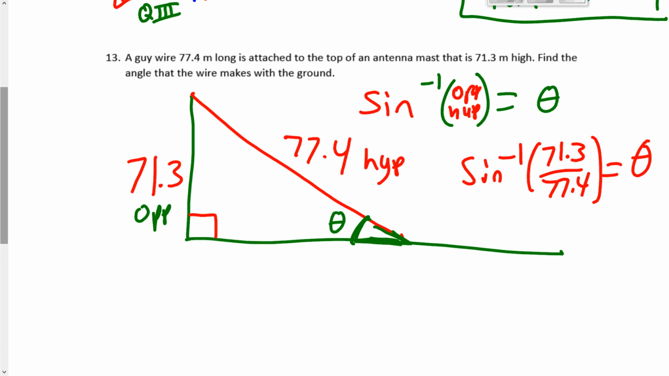So I put that in my calculator. Alright, so our theta here, the angle that the wire makes with the ground, is 67.1 degrees, okay? So that's our angle, and that's how you do one of those word problems.